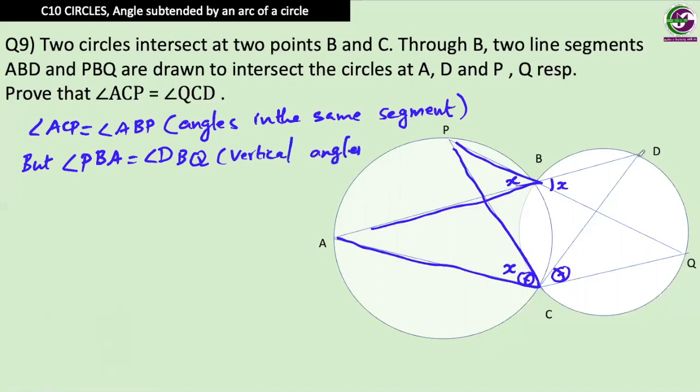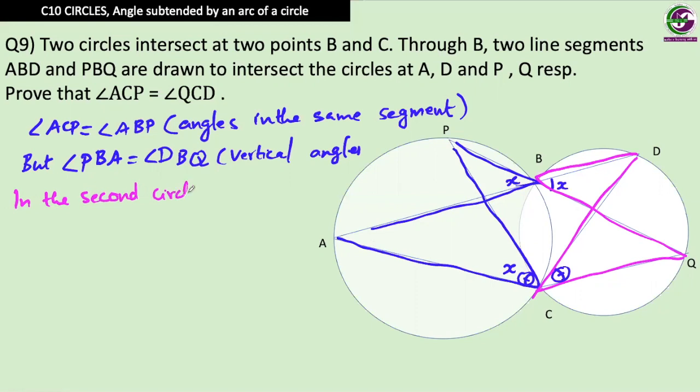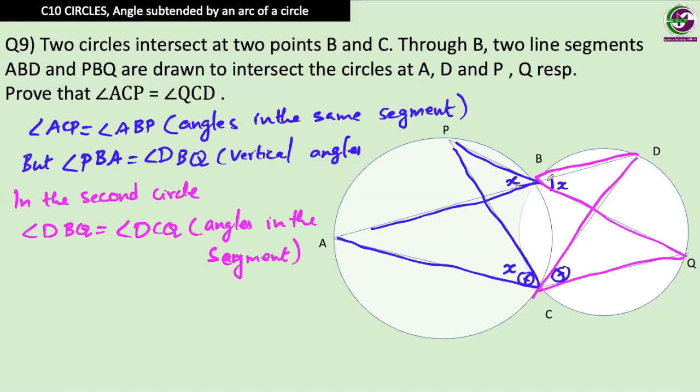Again, in the second circle, we can see DQ is the segment. So angle DBQ will be the same as angle DCQ, angles in the same segment. In the second circle, angle DBQ is equal to angle DCQ. Same reason, angles in the same segment are equal. So if this is X, that is also X. So finally, we get these two are equal.